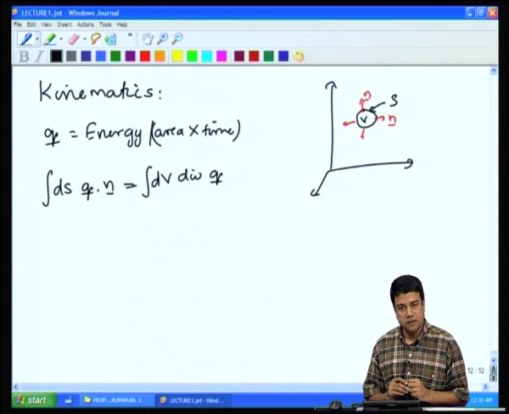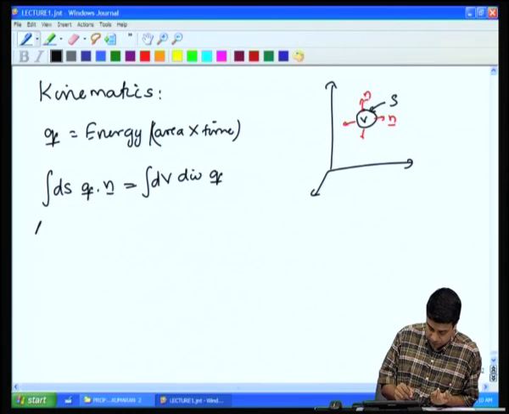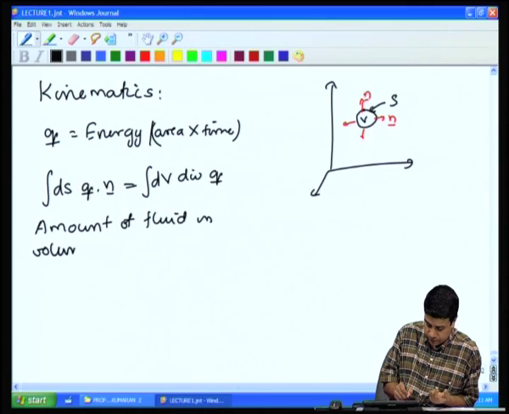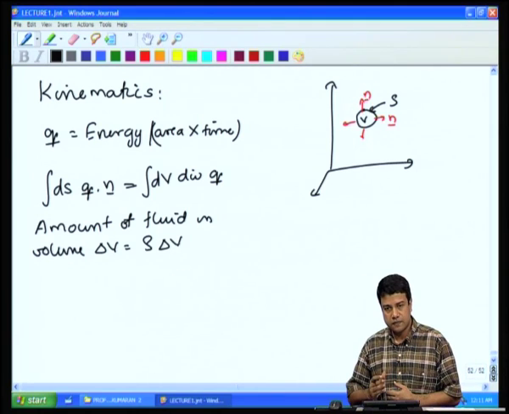Same thing can be done for fluid flow. Okay. The amount of fluid at any location, the mass of fluid in volume delta V, is equal to rho times delta V. Okay. So, rho is the fluid density, the mass per unit volume of fluid.